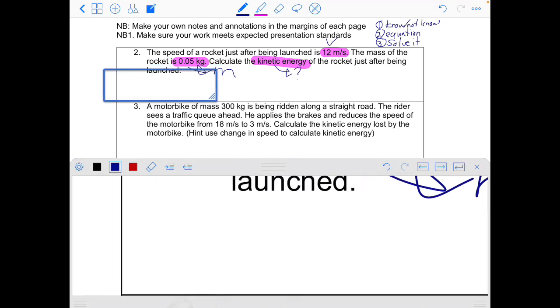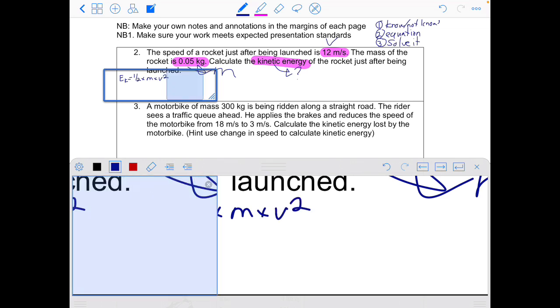Step 2, write down our equation. Our equation, as is for every single one like this, we have our kinetic energy is equal to 1/2 times mass times velocity squared. Now I'll leave you to plug in those numbers and collect the correct answer. Pause the video and come back to it.